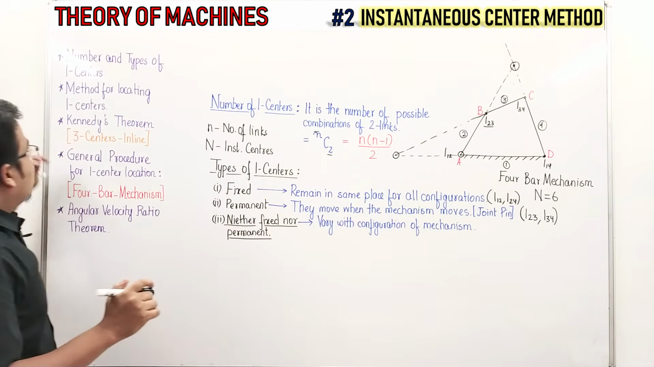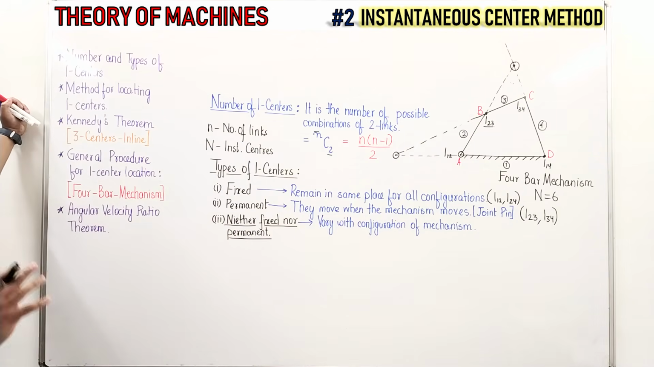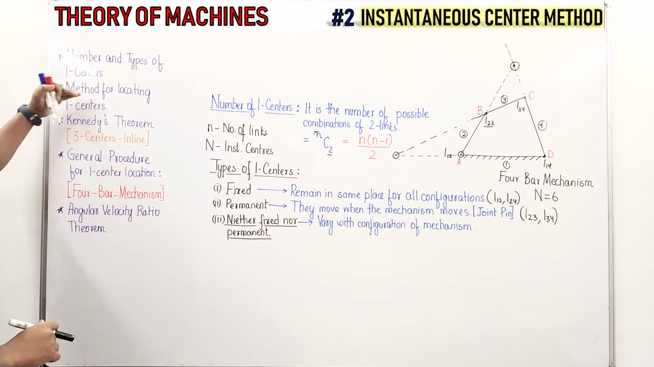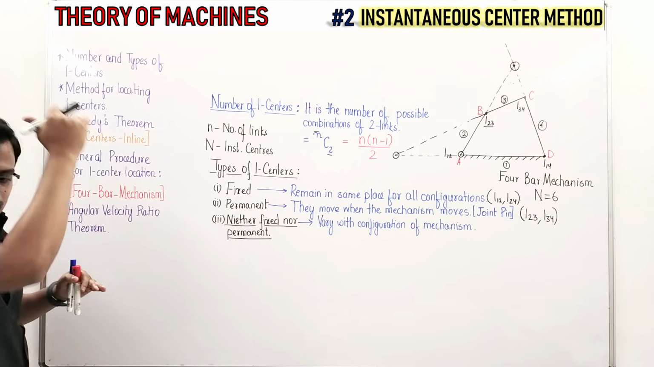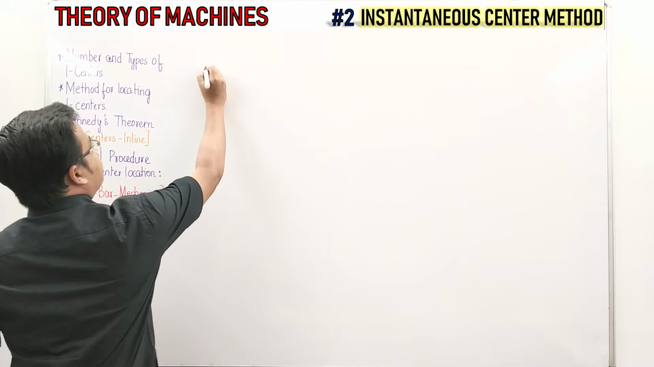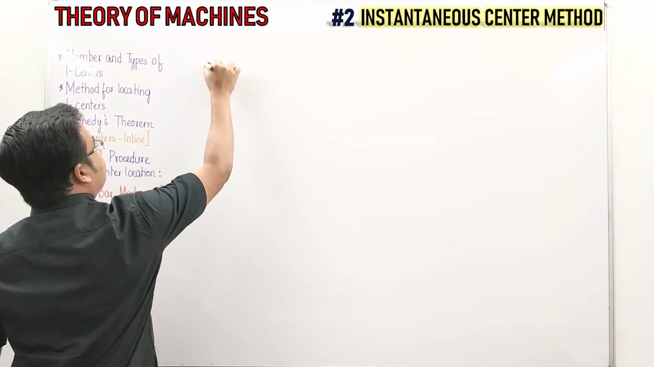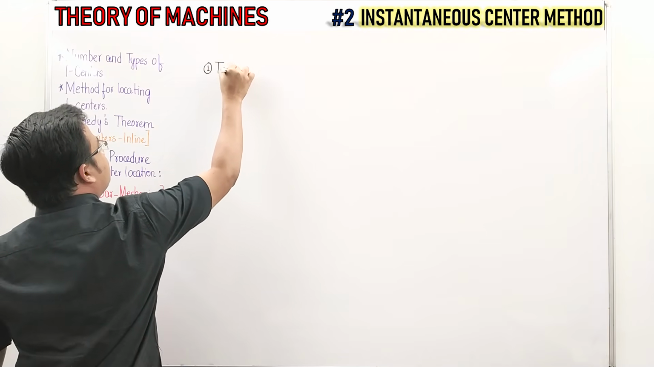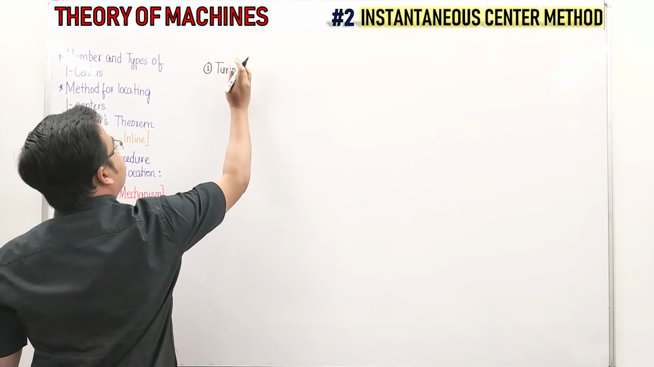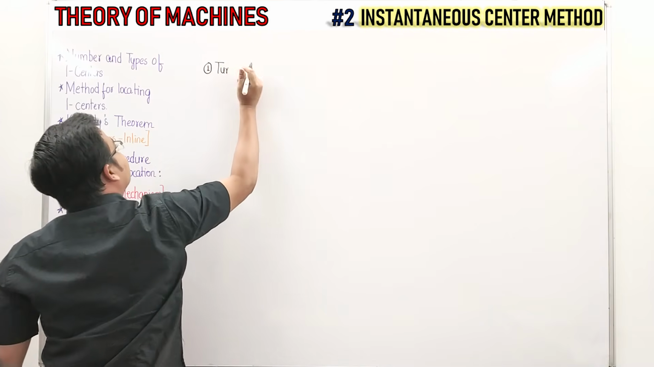Okay, now let us take this session forward, and now let us try to understand the method for locating the eye centers. Here we go. Method for locating eye centers. First of all, we are going to talk about a turning pair. It's a turning pair.